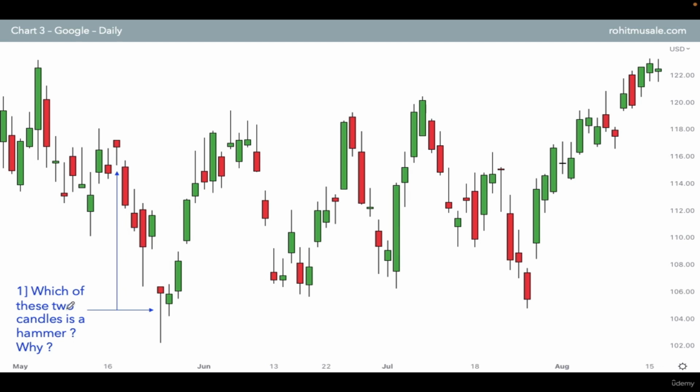So question number 1, which one of these two candles is a hammer and why? Obviously this is a hammer because it is coming after a downtrend. And this is not a hammer because it's coming after an uptrend. See, the price has moved from here to here. So that is why it is not a hammer.